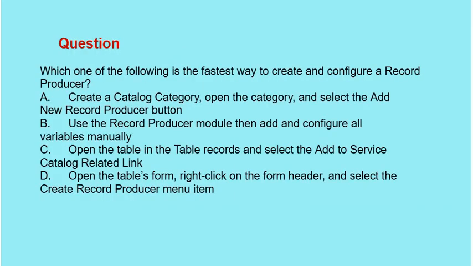Question is, which one of the following is the fastest way to create and configure a record producer? Option A, create a catalog category, open the category and select the Add New Record Producer button. Option B. Use the record producer module, then add and configure all variables manually. Option C. Open the table in the table records and select the Add to Service Catalog related link. Option D. Open the table's form, right-click on the form header and select the Create Record Producer menu item.